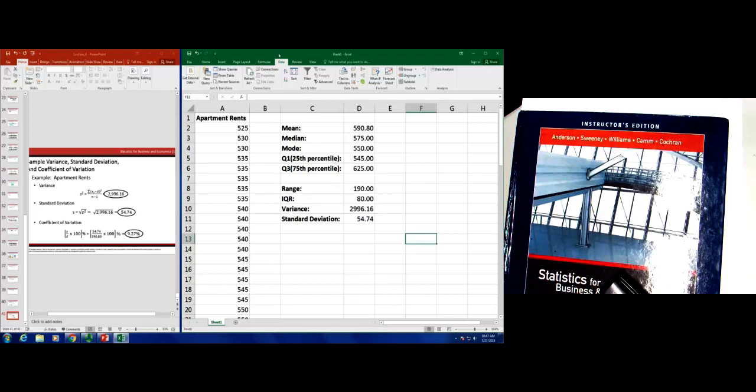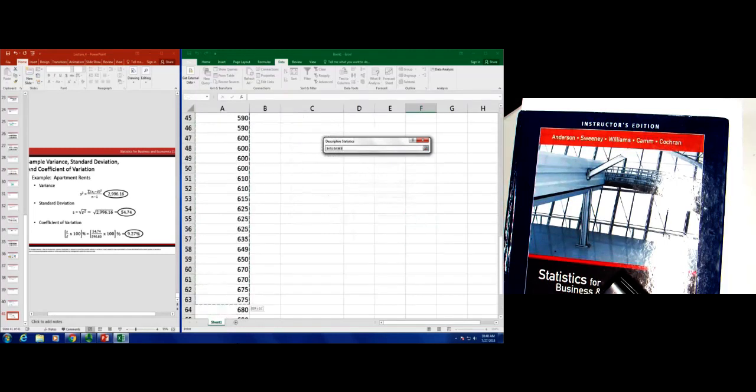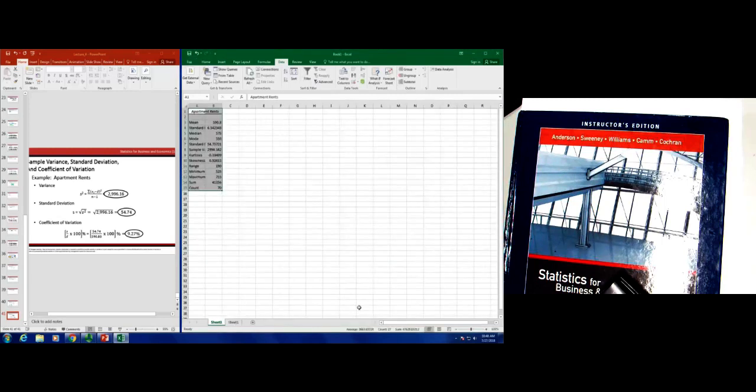This is one way to do it, or you can go to Data Analysis, Descriptive Statistics, input range, which is selected here. Select the range. Now we have a label in the first row. You can either select an output range in the same worksheet, or select a new worksheet, and here select the summary statistics and hit OK.